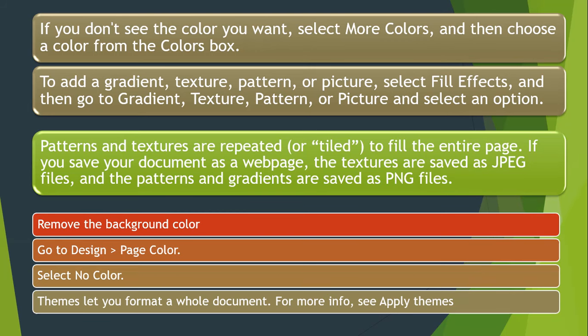If you don't see the color you want, select more colors and then choose a color from the colors box. To add a gradient, texture, pattern or picture, select fill effects and then go to gradient, texture, pattern or picture and select an option. Pattern and texture are repeated to fill the entire page. If you save your document as a web page, the textures are saved as JPEG files, and the pattern and gradient are saved as PNG files.